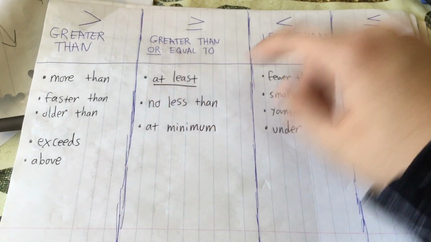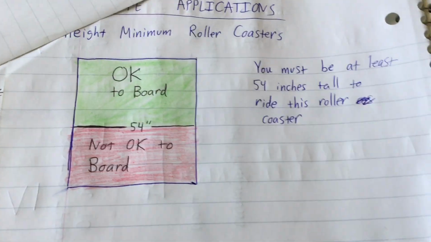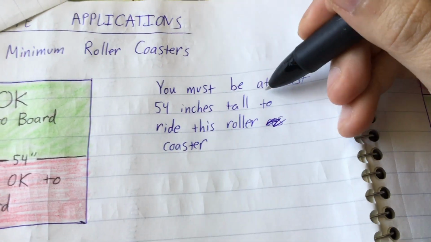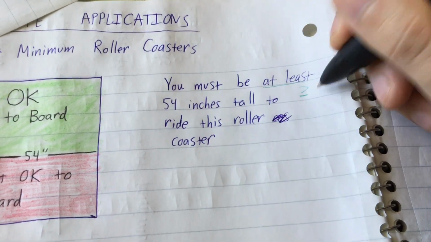Greater than or equal to. So my height needs to be at least 54 inches tall. So I'm going to make a little note to myself. So at least, that means greater than or equal to.